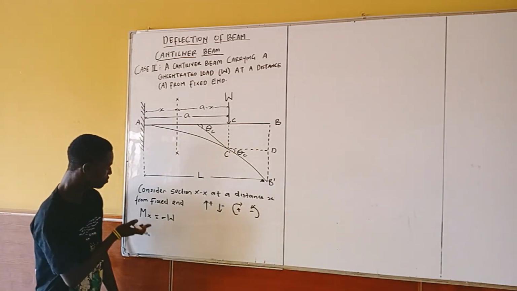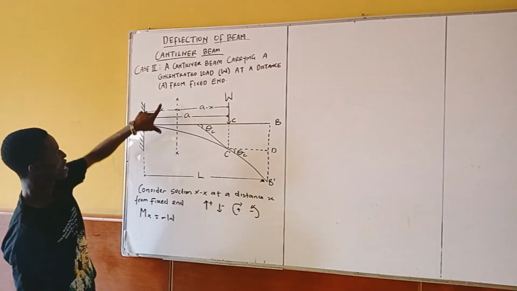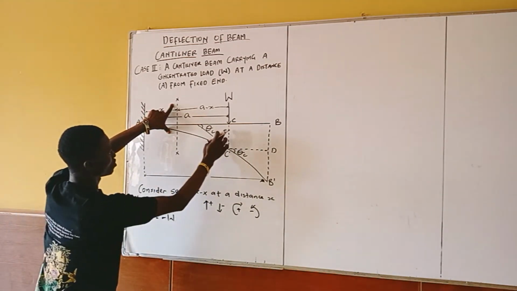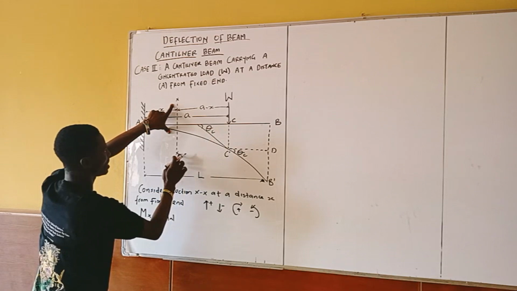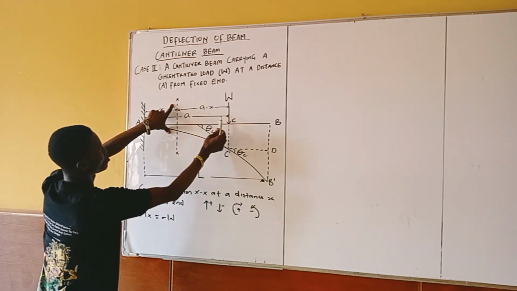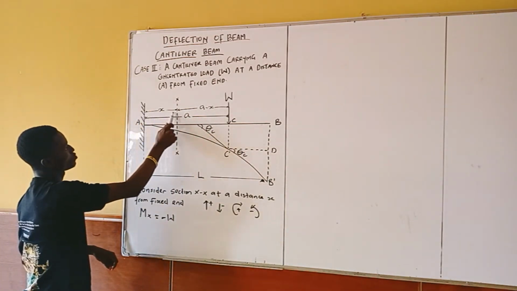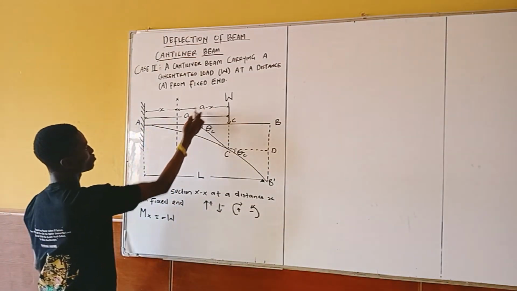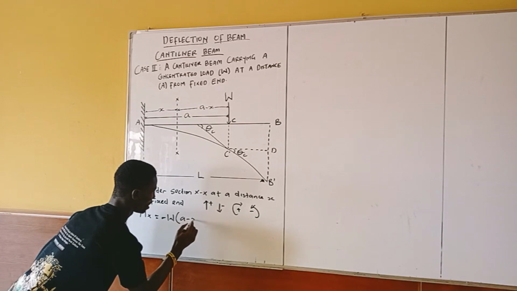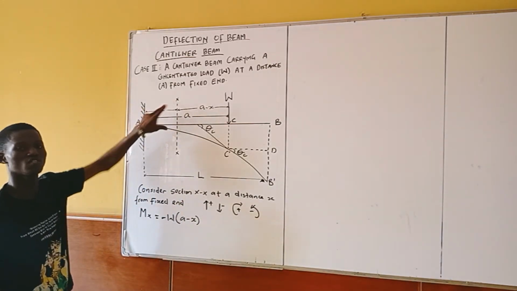So you understand that I'm looking for moment. Moment is force times perpendicular distance. And don't forget that I'm considering this section now. This is my force, and my perpendicular distance is moving in this direction to X. So the distance covered from here to here is A minus X, because from here to here is A, and I've told you guys that from this point to this point is X. So definitely it is covering A minus X. So this is my moment at this section X.